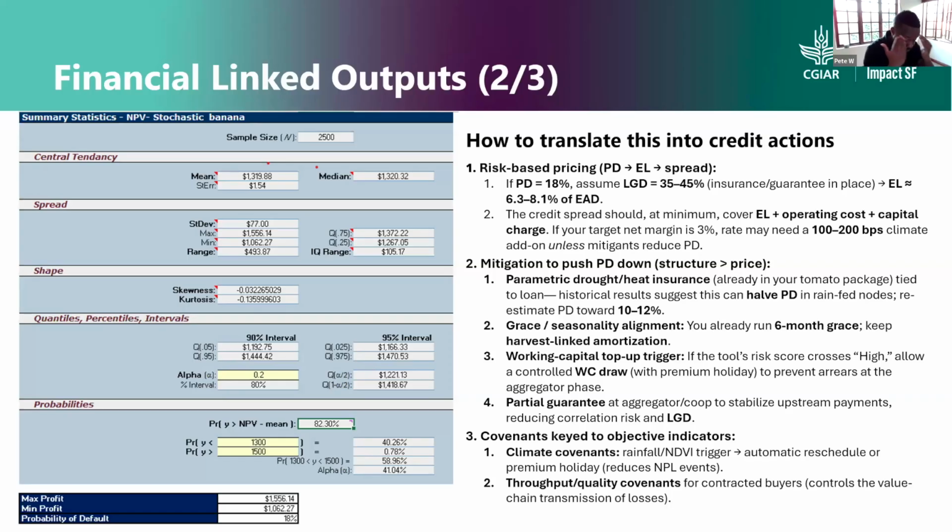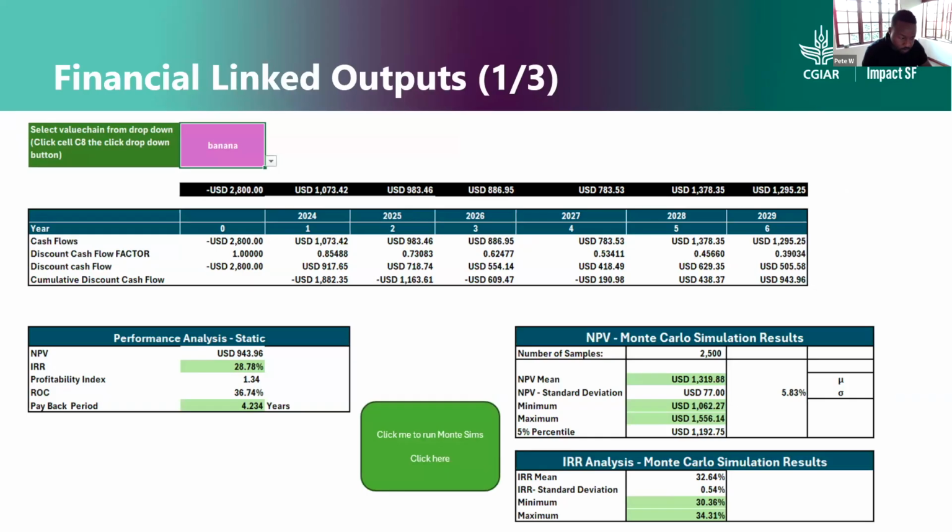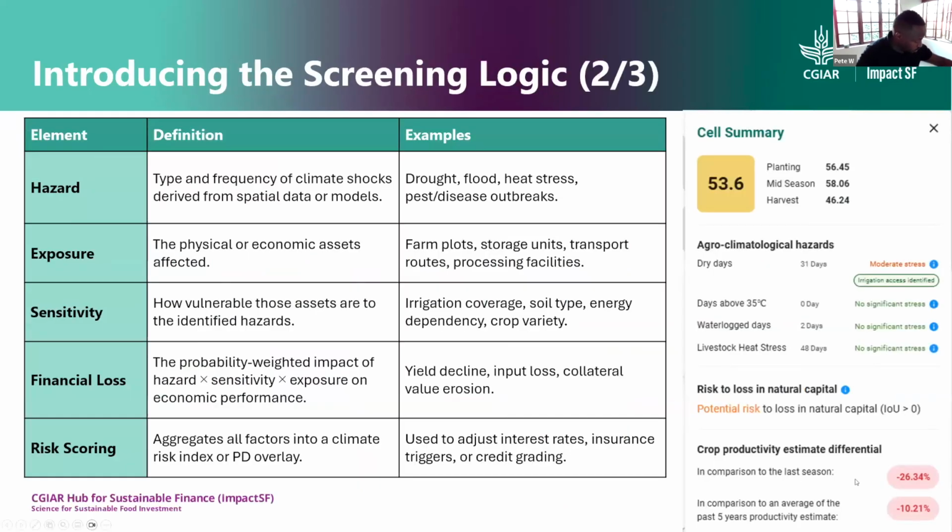Okay, so let me just work on that systematically. So we go back to here. The data from the outgrower, let us assume the key data.